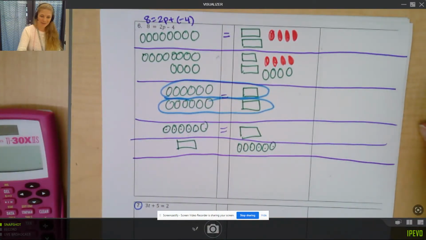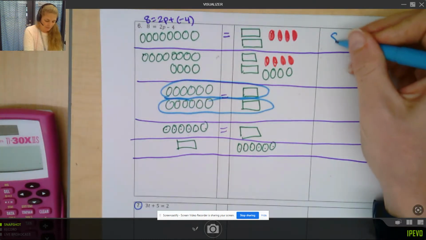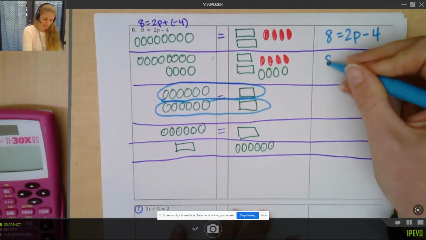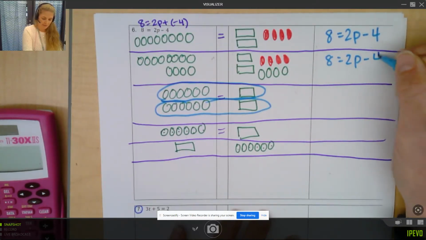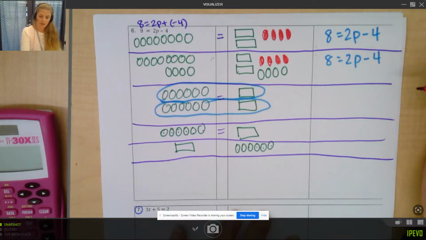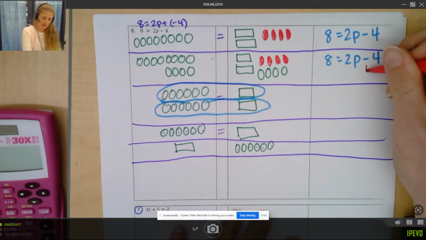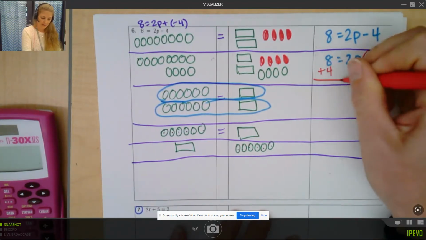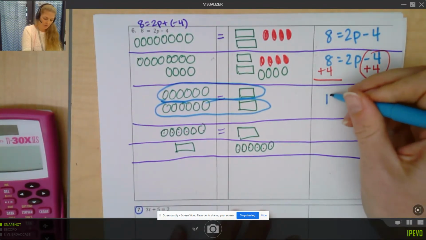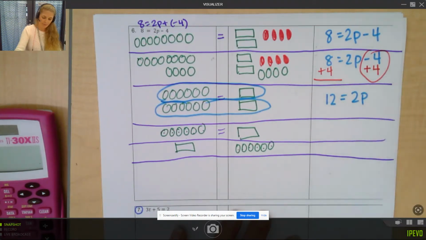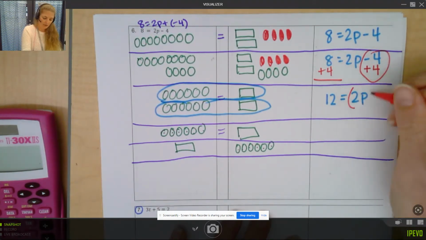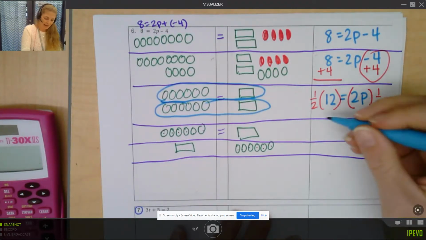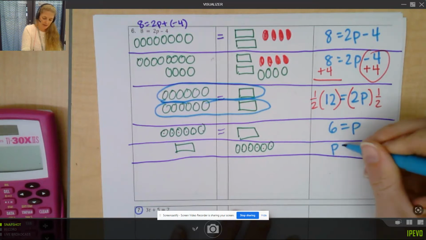Let's show our algebra steps to get here. Write the original, 8 is equal to 2p plus -4. Write the original again in the next step, and then show if you're adding or subtracting. Here we wanted to undo subtracting, so the additive inverse of -4 is +4, making a 0 pair here. 8 plus 4 is 12, so we have 12 is equal to 2p. From here, the multiplicative inverse of 2 is 1/2, so I'm going to take half of each side, showing that 6 is equal to p, meaning p is equal to 6.